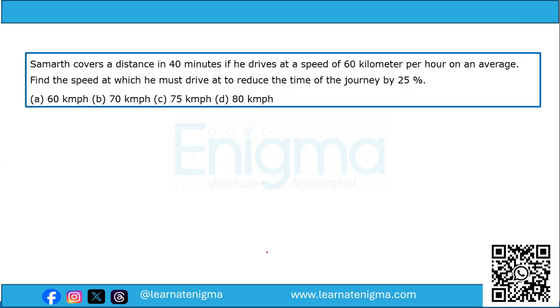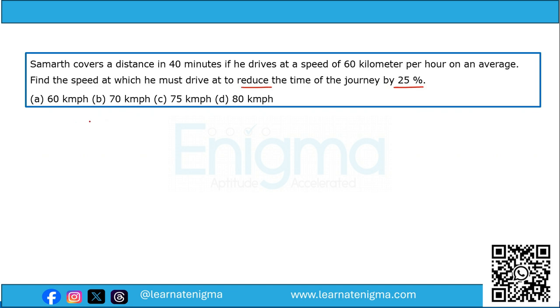Samarth covers a distance in 40 minutes if he drives at a speed of 60 kilometers per hour on an average. Find the speed at which he must drive to reduce the time of the journey by 25%. Now, he wants to reduce the time of the journey by 25%.